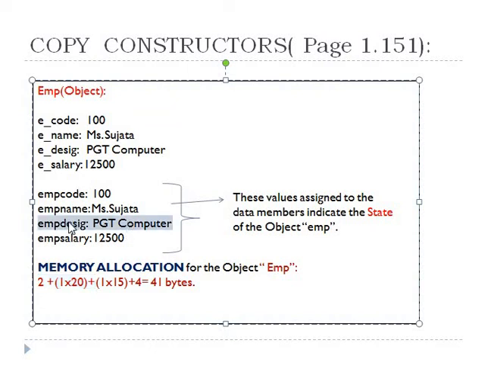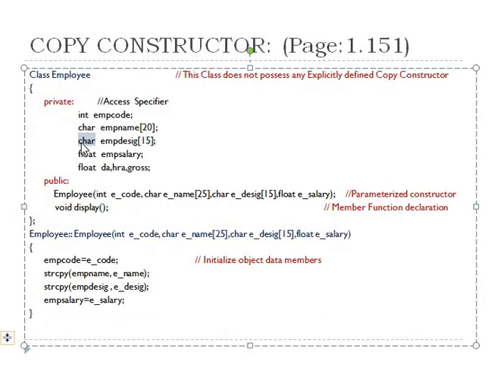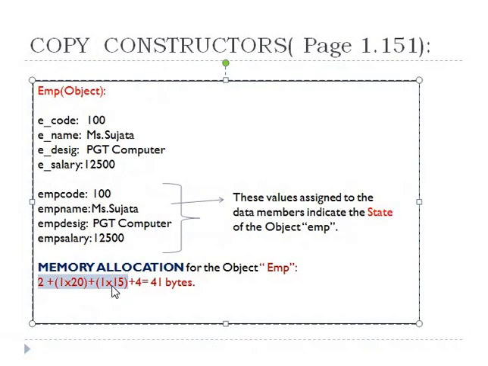When this value gets assigned into the data member EMP DESIG, you have to look for the data type of this data member EMP DESIG. It's char, again it takes 1 byte, and the total allotted characters is 15, because the size is 15 here inside this array. This gives 1 into 15, which has been added just after 2 plus 20. Now 2 plus 20 plus 15 gives 37 bytes of memory allocation for the object EMP.